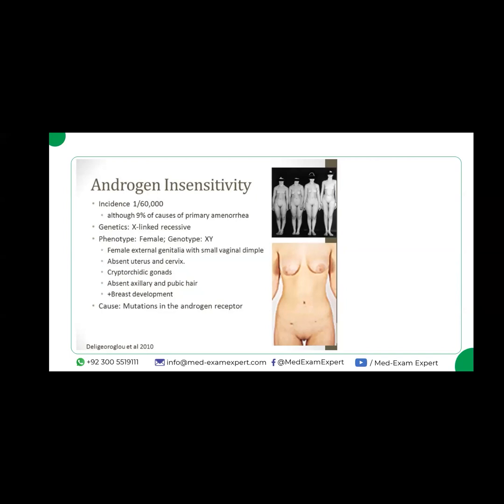They have absent axillary and pubic hair because the androgen receptor is not responding to the androgen level. However, they have normal breast development because of the absence of anti-Mullerian hormone. The most common cause is mutations in the androgen receptor.